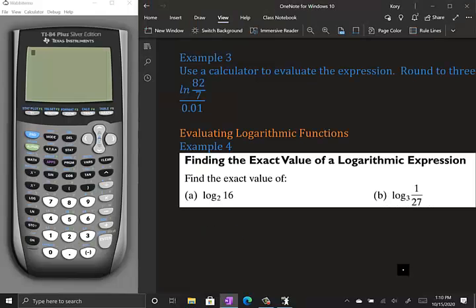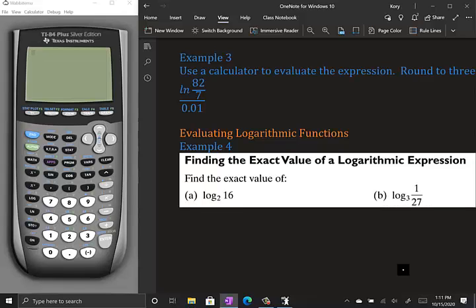With our calculator, we need to evaluate the expression. So we have ln 82 over 7 over 0.01. I'm going to do it two ways with our calculator, just in case, because I don't know what calculator you have. So I'll show you one way and then another.